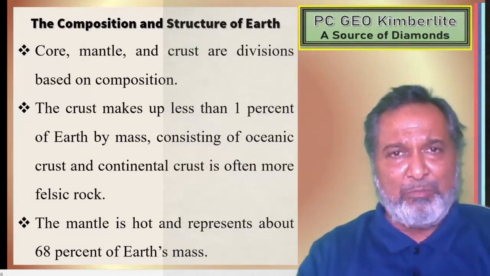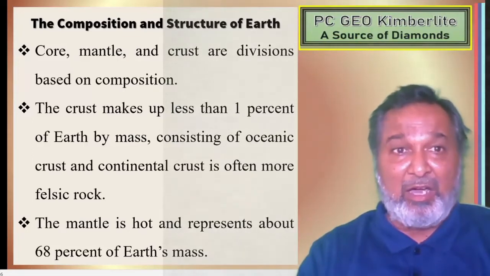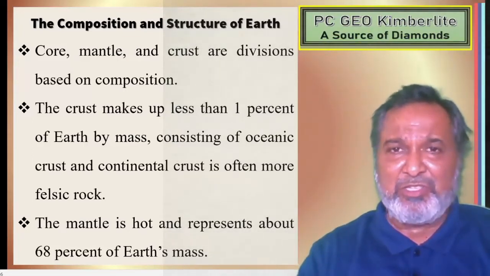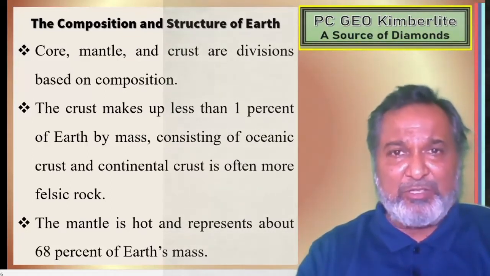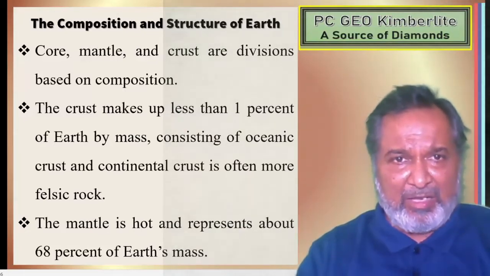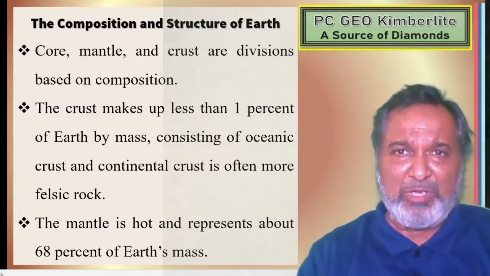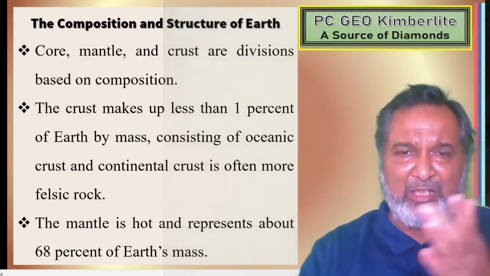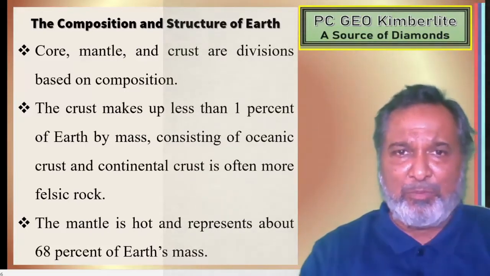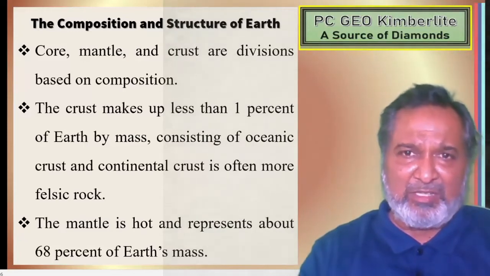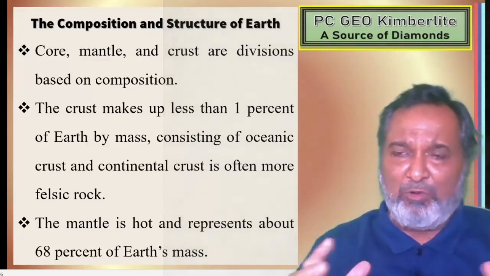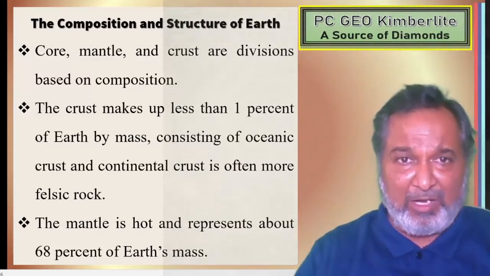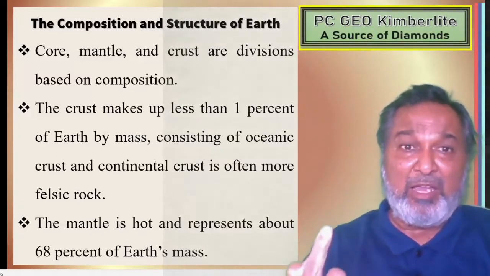The core, mantle, and crust are the main divisions of the Earth based on the composition. Now everyone knows the outermost layer of the earth will be the crust, then we have the mantle, then the core. Now if you see the crust, as a part of the total volume of the earth mass, we will find it is just 1%.